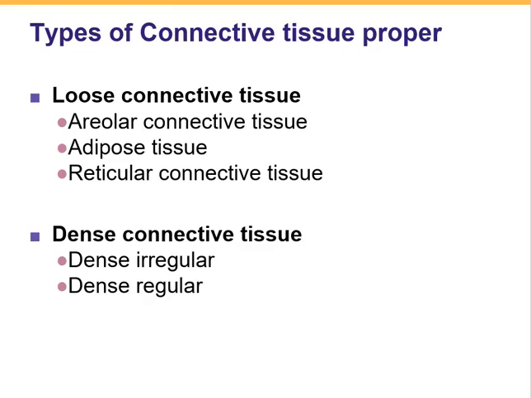So we divided the connective tissue proper into loose connective tissue and dense connective tissue. In loose connective tissue, we have areolar connective tissue, adipose tissue or fat tissue, and reticular connective tissue. For dense connective tissue, which has very packed fibers, we have dense irregular and dense regular, and we can also add the elastic connective tissue under dense connective tissue.